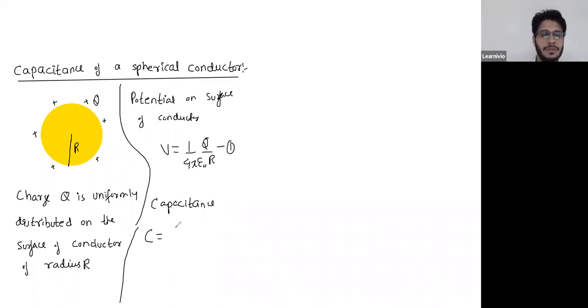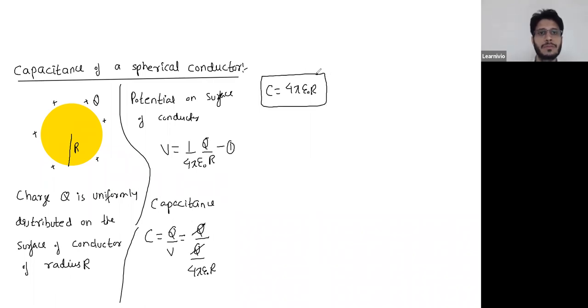C is the ratio of charge Q and potential, Q by 4 pi epsilon naught R. This Q gets cancelled out with this Q and you are left with only 4 pi epsilon naught R. So this is the capacitance of a spherical conductor. See, capacity depends only on epsilon naught, which depends on the medium, and capital R, which is the radius of the sphere. So your capacity is independent of charge, and using this expression, you can calculate the capacitance of Earth.